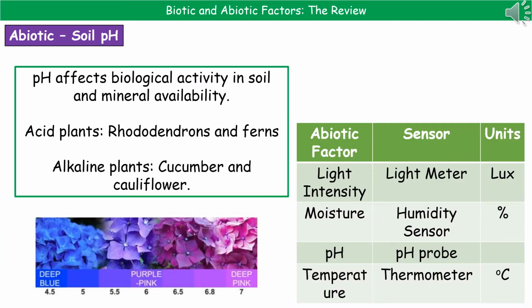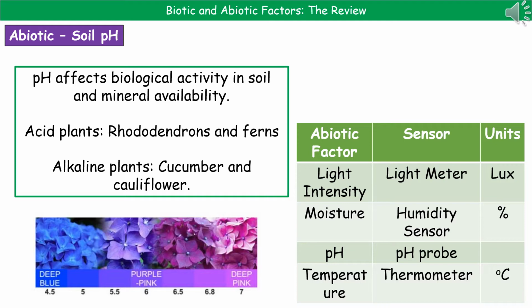The last factor is pH, and the pH will affect biological activity in the soil and the availability of different minerals. We also need to consider how we can detect the amounts of these abiotic factors or get a reading of them. If we're looking for light intensity, we use a light meter. If it's moisture, we use a humidity sensor. If we're trying to measure the pH, it's a pH probe.